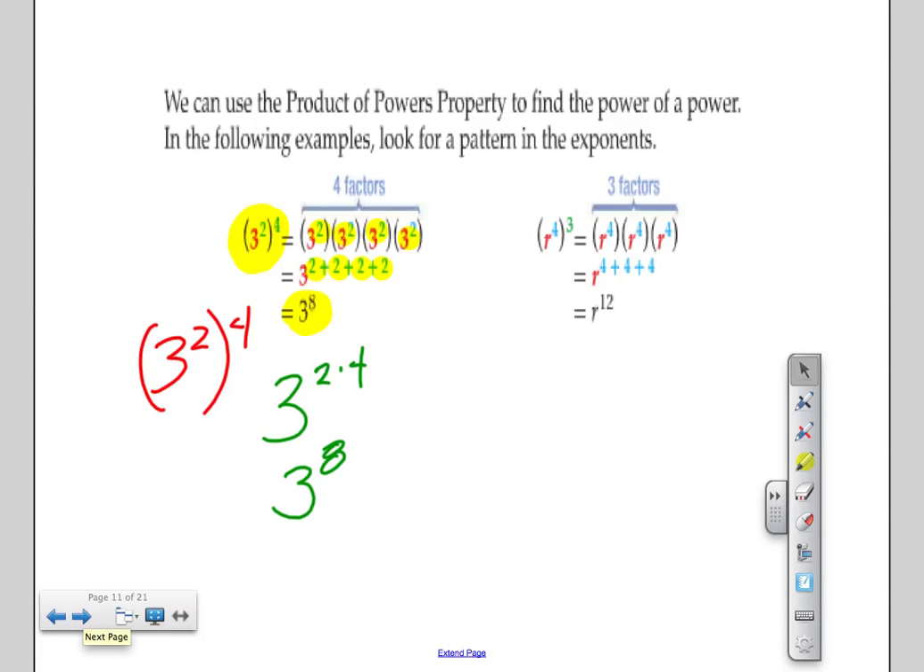Here's another example. We have r to the 4th cubed. So we have our one r to the 4th, we have another r to the 4th, and we have another r to the 4th. So that's 4 plus 4 is 8, plus 4 is 12. So in this case, it's r to the 4 times 3, or r to the 12th.